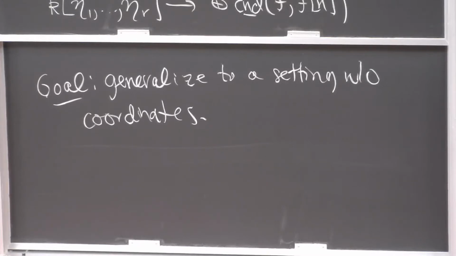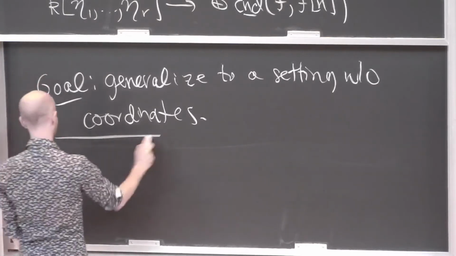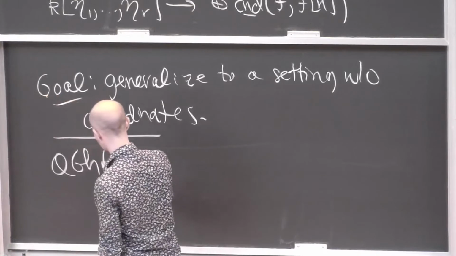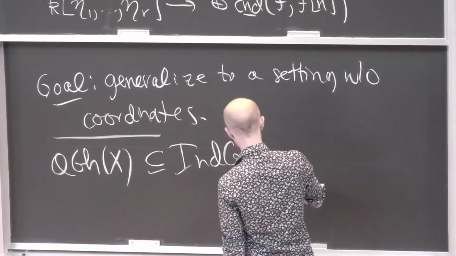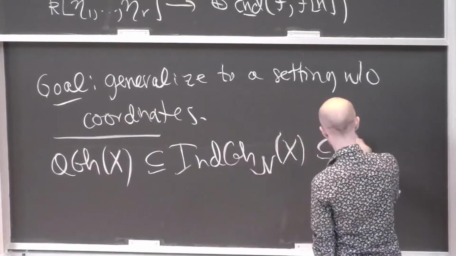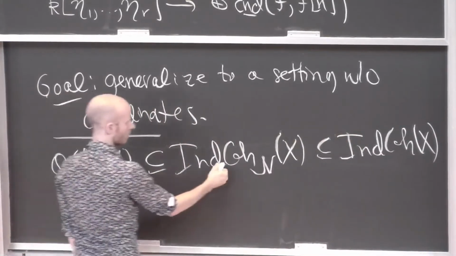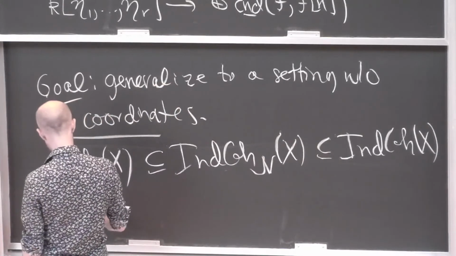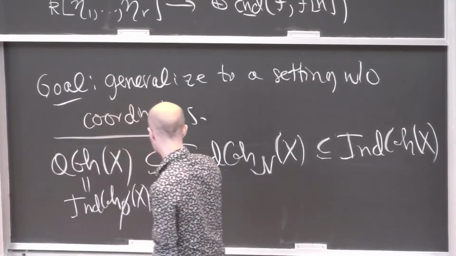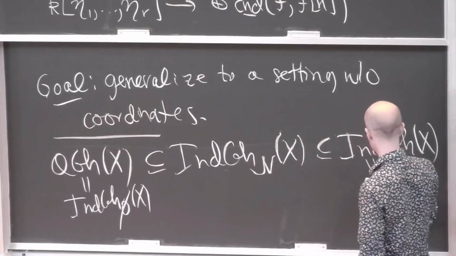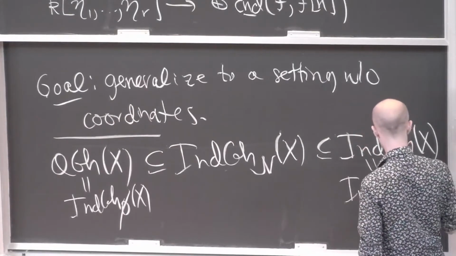Yes, so you're right. So maybe I'll put that here. So just to have the picture, so this QCoh of X, you're right. I should have said this later on. So the way this definition is set up is that we have an embedding like this, and this is actually equal to IndCoh for the empty set of X, and this is equal to IndCoh for all of P^(n-1) of X.